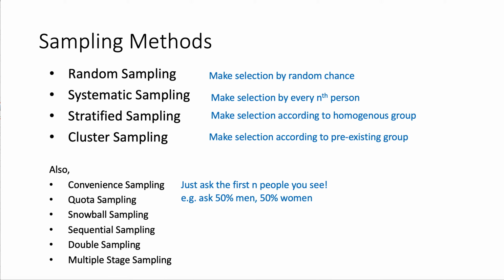Quota sampling, where you have quotas you've got to fulfill, half men, half women, or 5 people from each ethnic group, or whatever. You've got to fill a specific quota. Snowball sampling, where you ask one person and he recommends the next person, then he or she recommends the next person, or determines the next person, right?